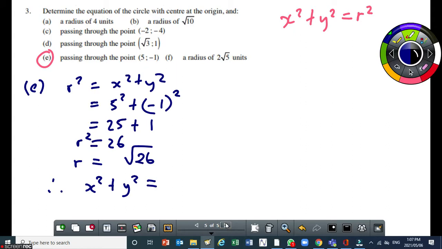My equation, I must put this square in my equation. So the only way that I can have that square is by finding the square root of the radius. So this becomes the square root of 26 all squared, because square root of 26 squared will give you 26, which is equal to r squared. But when you write it, you need to square the length of the radius when you're writing the equation of the circle.